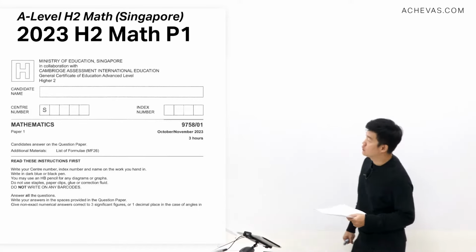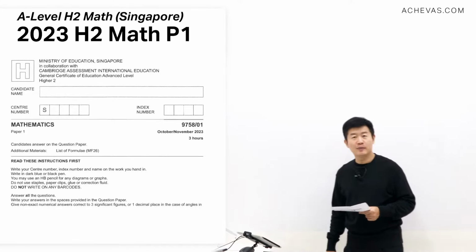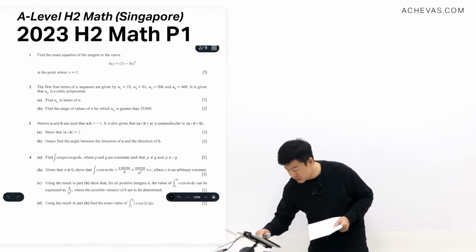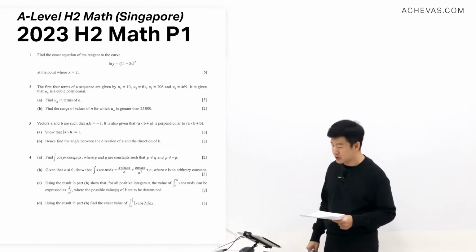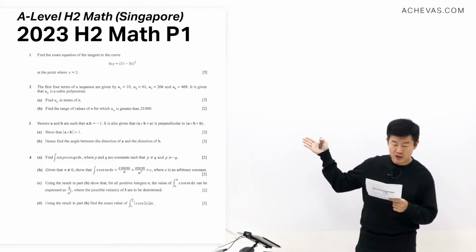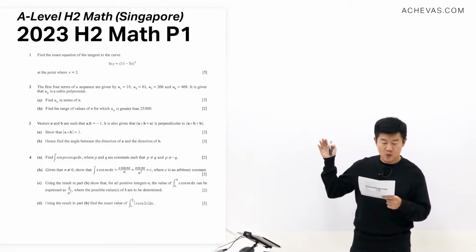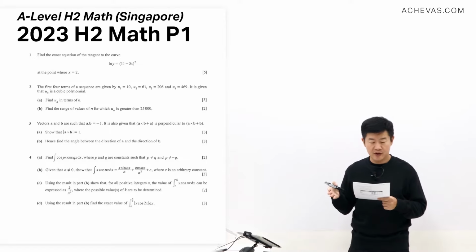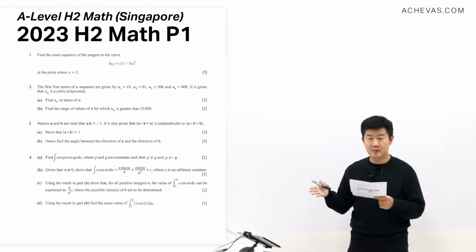Let's take a look at A-Levels 2023 H2 Math Paper 1. In question number 1 over here, we are supposed to find the exact equation of the tangent to the curve, where the equation is given to us and it is going to be at this point when x is equal to 2.